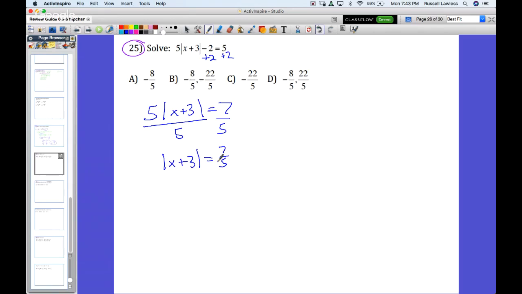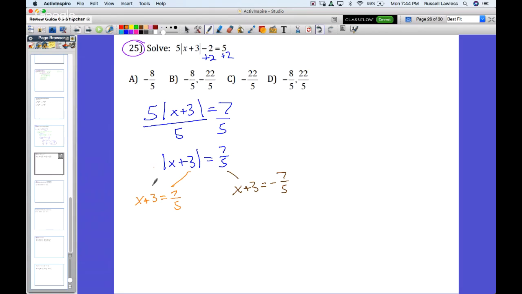So I know we're dealing with a fraction, but don't freak out. Fractions aren't terrible. So essentially what this is going to do for us is break it up into 2 parts. One part where x plus 3 will equal a positive value, and the other part where x plus 3 will equal the negative value. Because essentially it needs to equal either one of these.